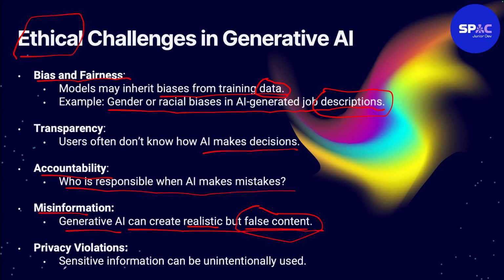Then privacy. Sensitive information can be unintentionally used, right? So we have to be very careful, and that is the reason why we develop our own chatbots, so that the data we use to train the AI can be private to us. If you train ChatGPT that is available online with your data, everyone will have access to your data. So we have to be very careful about privacy. These are some of the ethical challenges we have in generative AI.